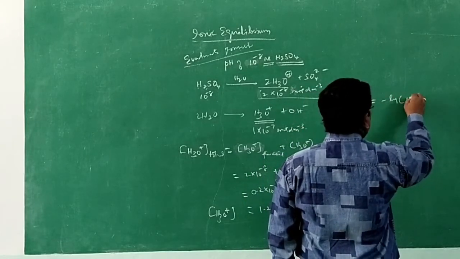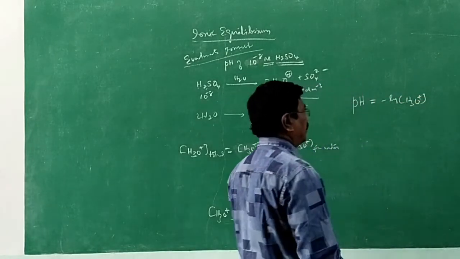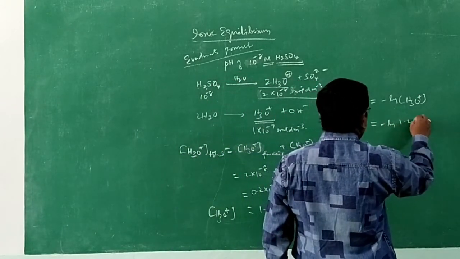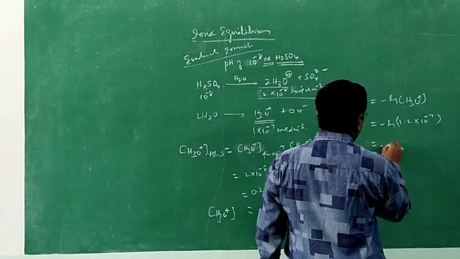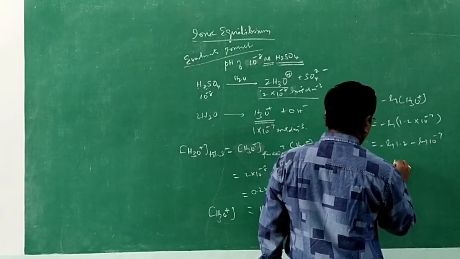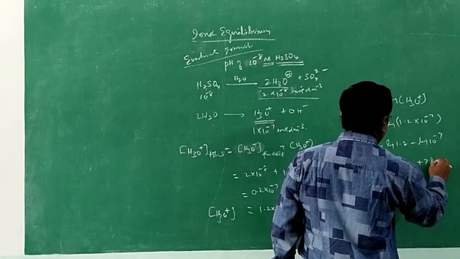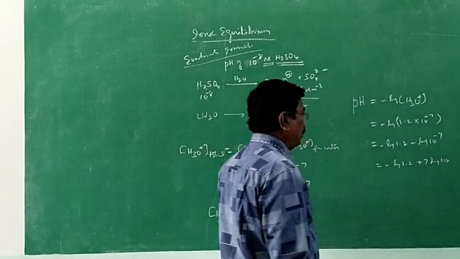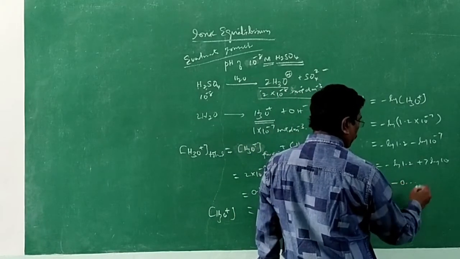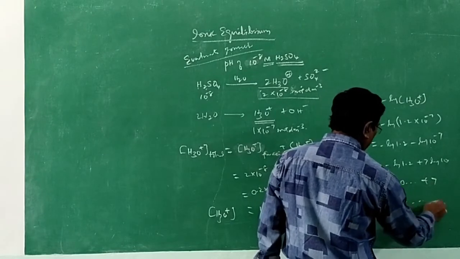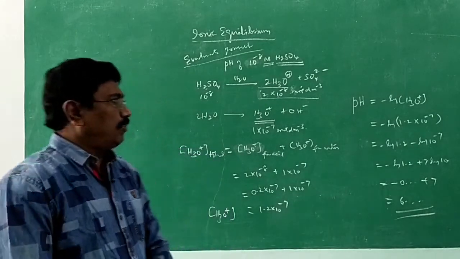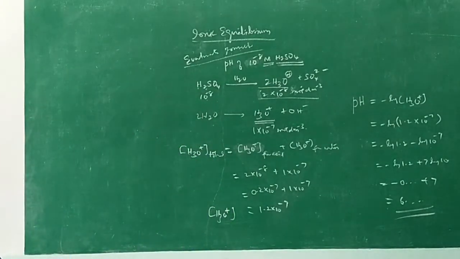minus log hydrogen ion concentration, which is equal to minus log 1.2 in 10 power minus 7, which is nothing but minus log 1.2 minus log 10 power minus 7, which is equal to minus log 1.2 plus 7 log 10. Log 1.2 is nothing but minus point something, plus 7. So you'll be getting the value 6 point something. You find out the logarithmic value. I don't know the value for log 1.2. You find it out from Clark's table, substitute and you will be getting the answer.